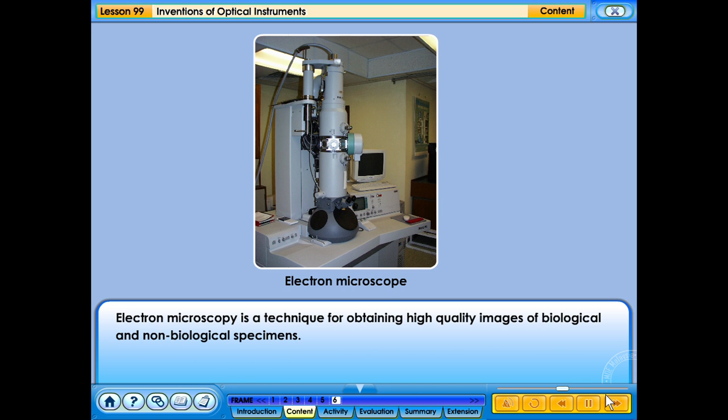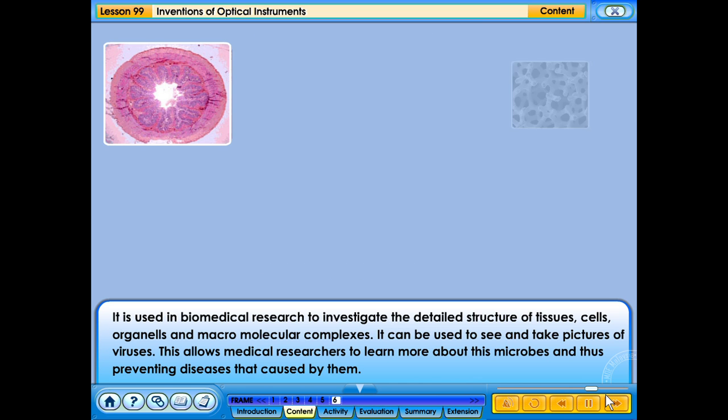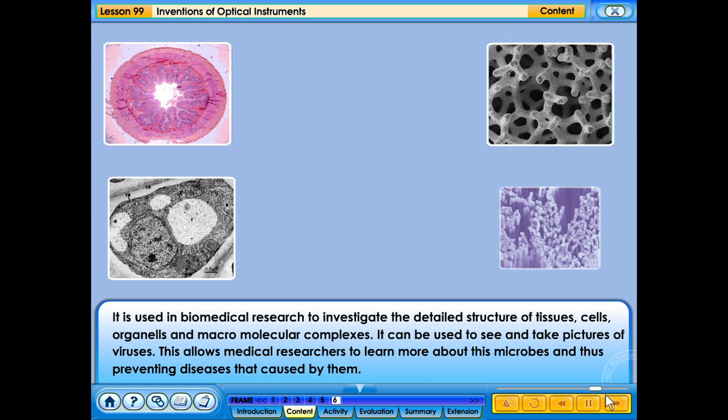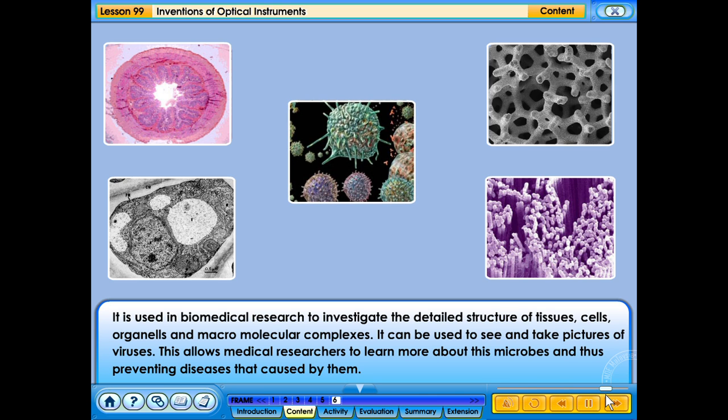Electron microscopy is a technique for obtaining high-quality images of biological and non-biological specimens. It is used in biomedical research to investigate the detailed structures of tissues, cells, organelles, and macromolecular complexes. It can be used to see and take pictures of viruses. This allows medical researchers to learn more about this microbe and thus prevent diseases that are caused by them.